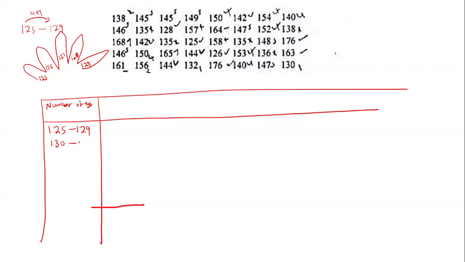Give us the next one here. 130. 134. 134. Good. Kirsten, be ready to give us the tallies and then the frequency in summary. Then here, 139. 134.